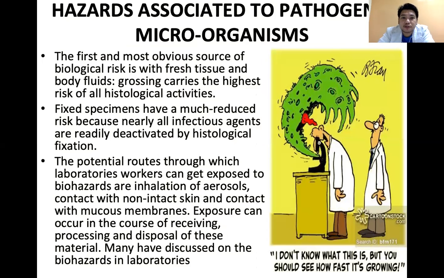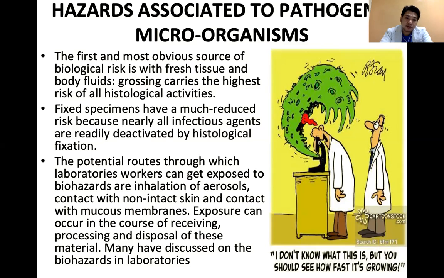Okay, so these are the most common hazards associated with pathogenic microorganisms. We're exposed to different types of microorganisms, especially the most popular today, the one that causes our pandemic. The first and most obvious source of biological risk is fresh tissue and body fluids. So grossing carries the highest risk in histological activities. Fixed specimens have much reduced risk because nearly all infectious agents are readily deactivated by histological fixation.